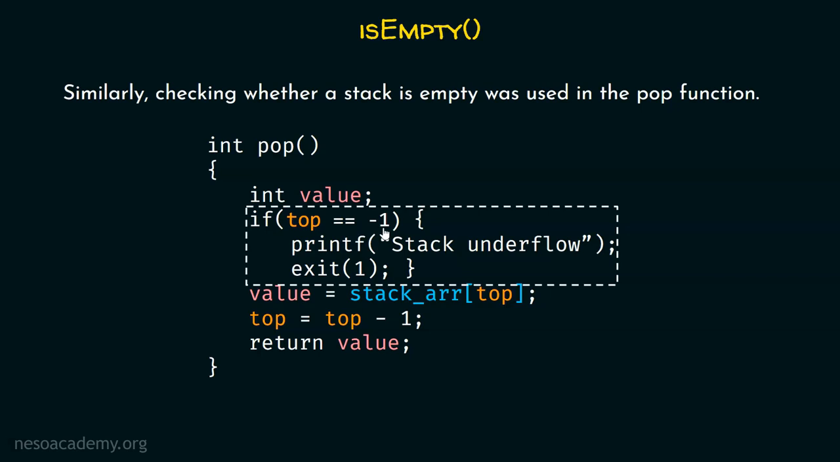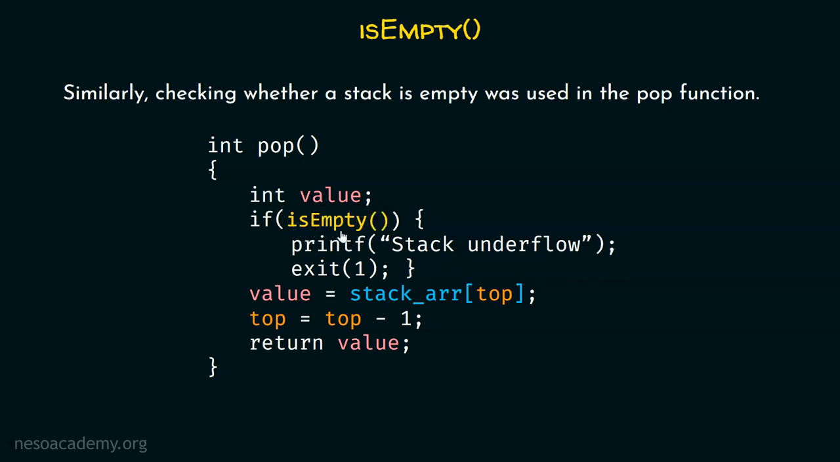Is top equal to minus 1? If it is the case that top is equal to minus 1, then we will simply ask the computer to print the message stack underflow, and exit from the program with the exit failure status. And of course, if this condition is not satisfied, then we will evaluate this piece of code. Now, instead of checking this condition, we can replace it by the function isEmpty, which we will obviously define.